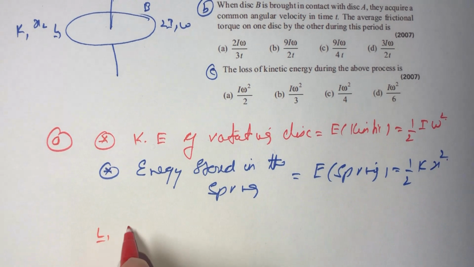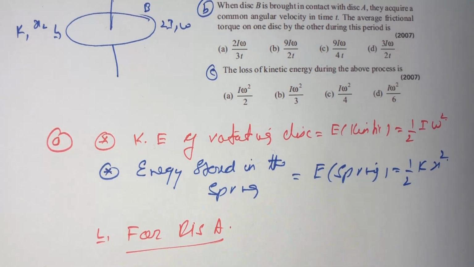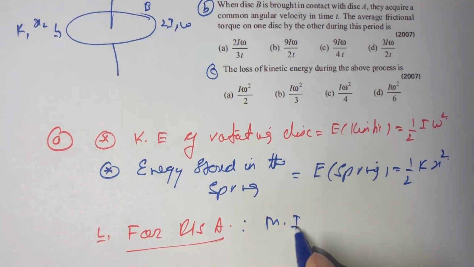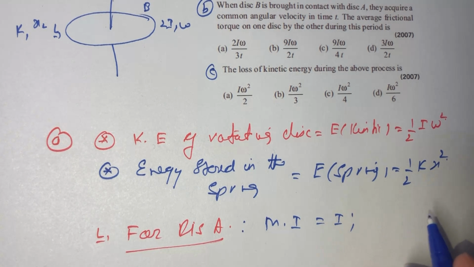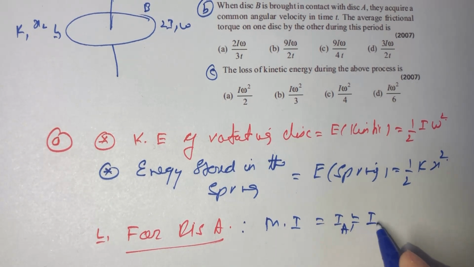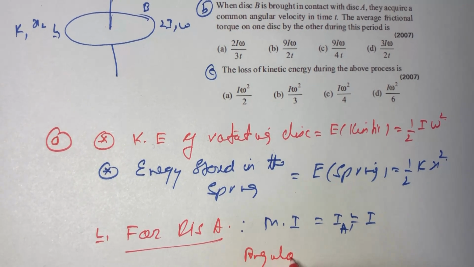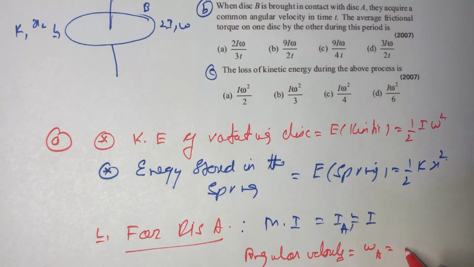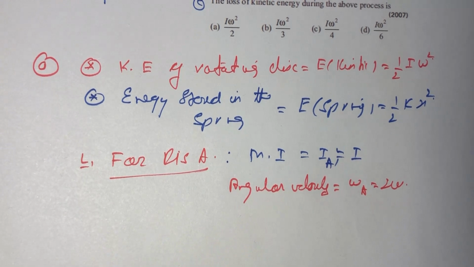We can say for disk A, moment of inertia, let us suppose it is given as IA, is equal to I, and angular velocity, let us suppose it is given as omega A, is equal to 2 omega.